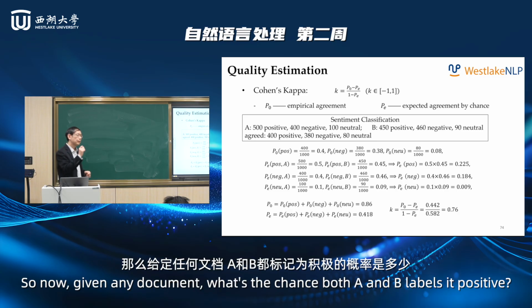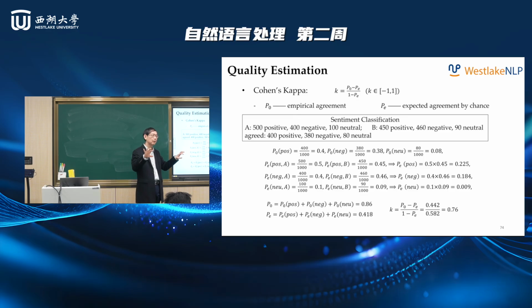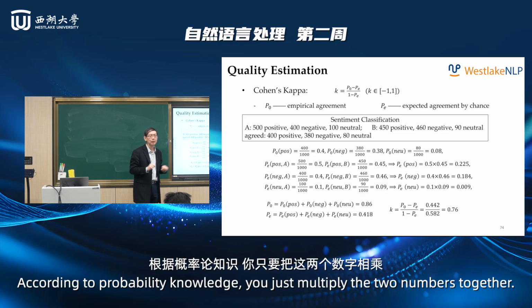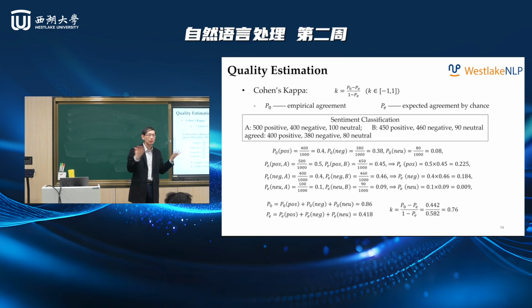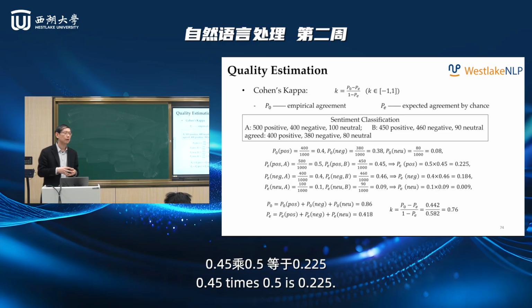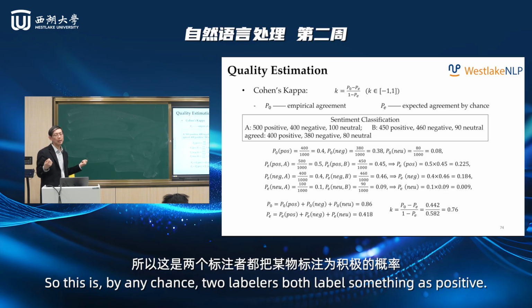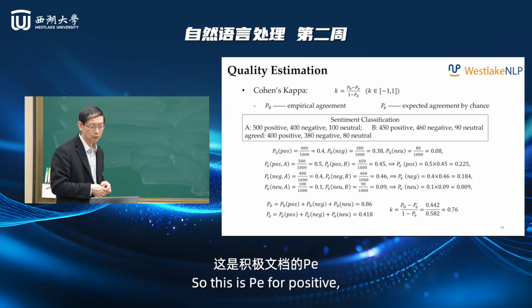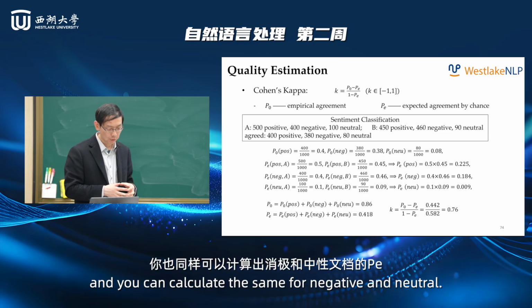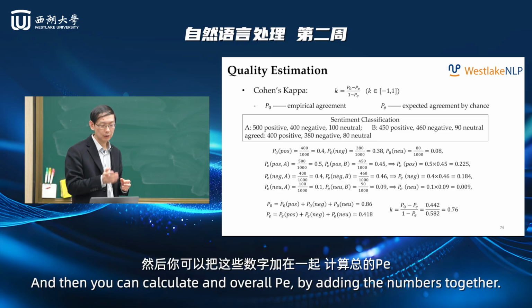Now, given any document, what's the chance both A and B label it positive? According to probability knowledge, you just multiply the two numbers together. It's 0.5 times 0.45, which is 0.225. So this is the chance that two labelers both label something as positive. This is PE for positive, and you can calculate the same for negative and neutral, and then you can calculate an overall PE.